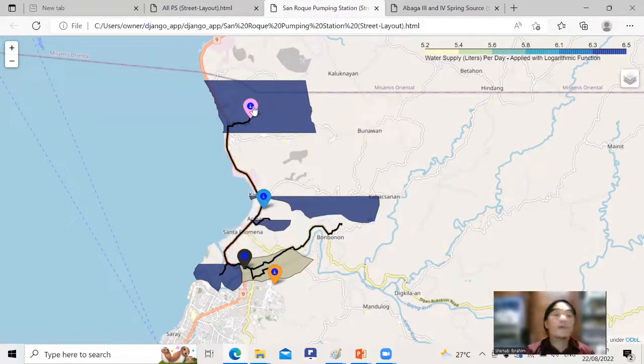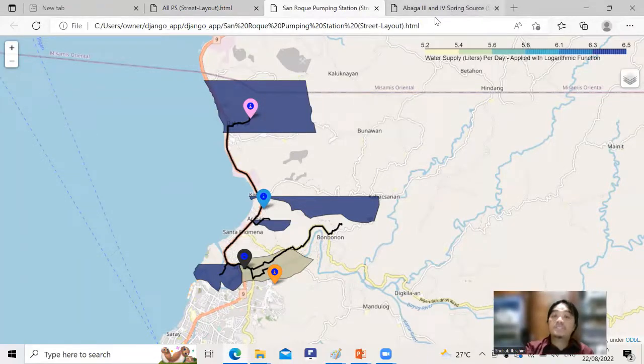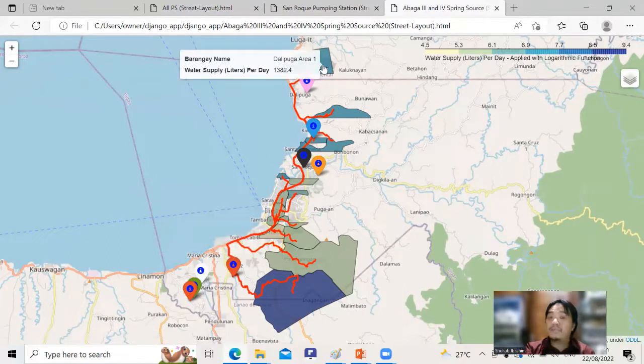Now, when this new pumping station came up, probably the ICWS, or Iligan City, doesn't have the resources yet for this barangay to be transferred to these new pumping stations. Same case as with the Abaga 3 and 4. Look at this. Abaga 3 and 4 is found in Suarez. But then, it is also serving the Dalipuga area.